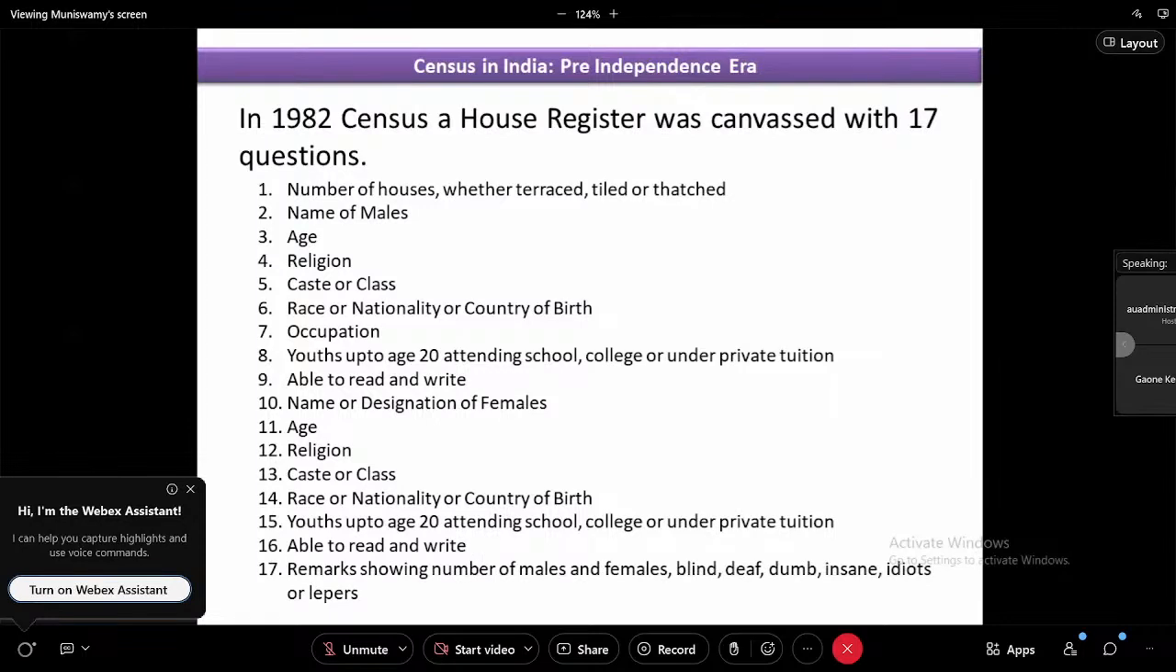But how we gather the data, whether it is scientific or sociological, first and foremost we have to gather the census data. For example, I am showing here the census survey: number of houses, whether the house is terraced, tiled, or pakka house or not, names of the males, age, and all of the place. So survey to survey they increase the variables, like questions.